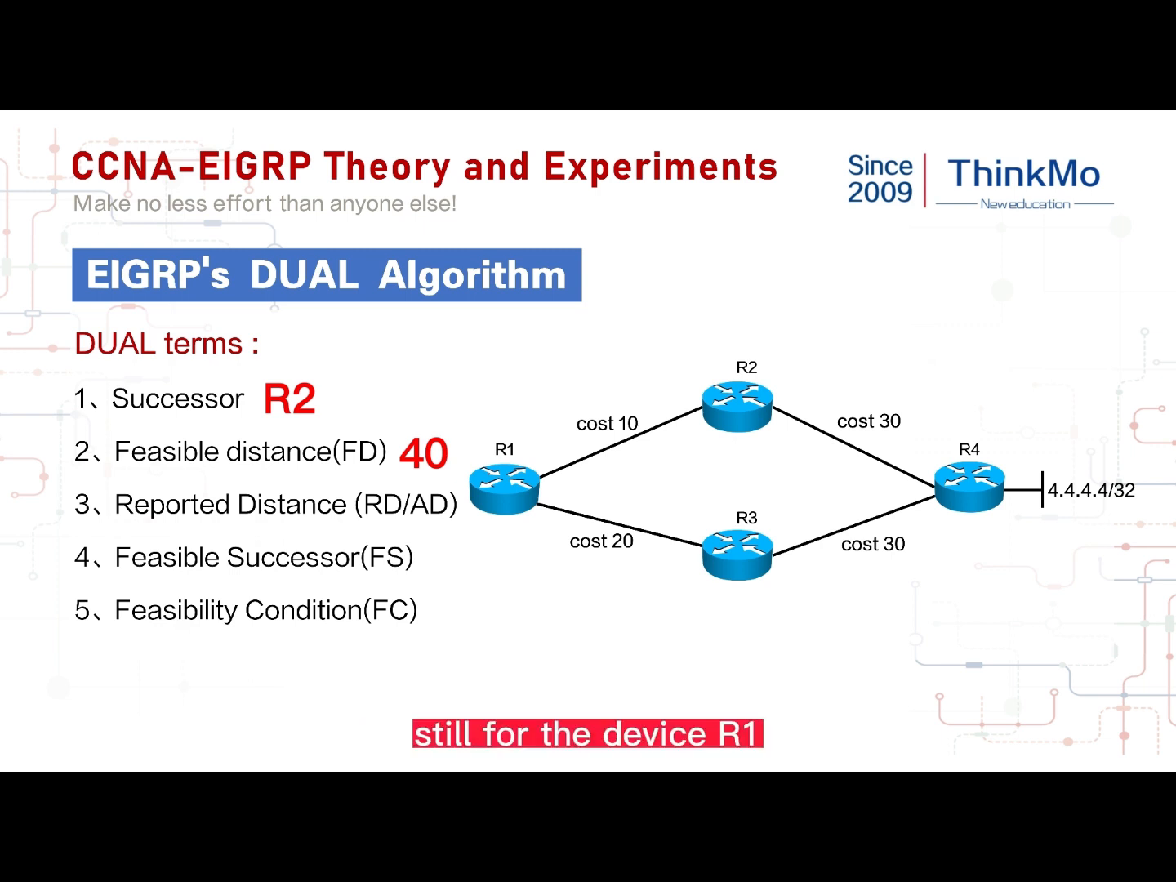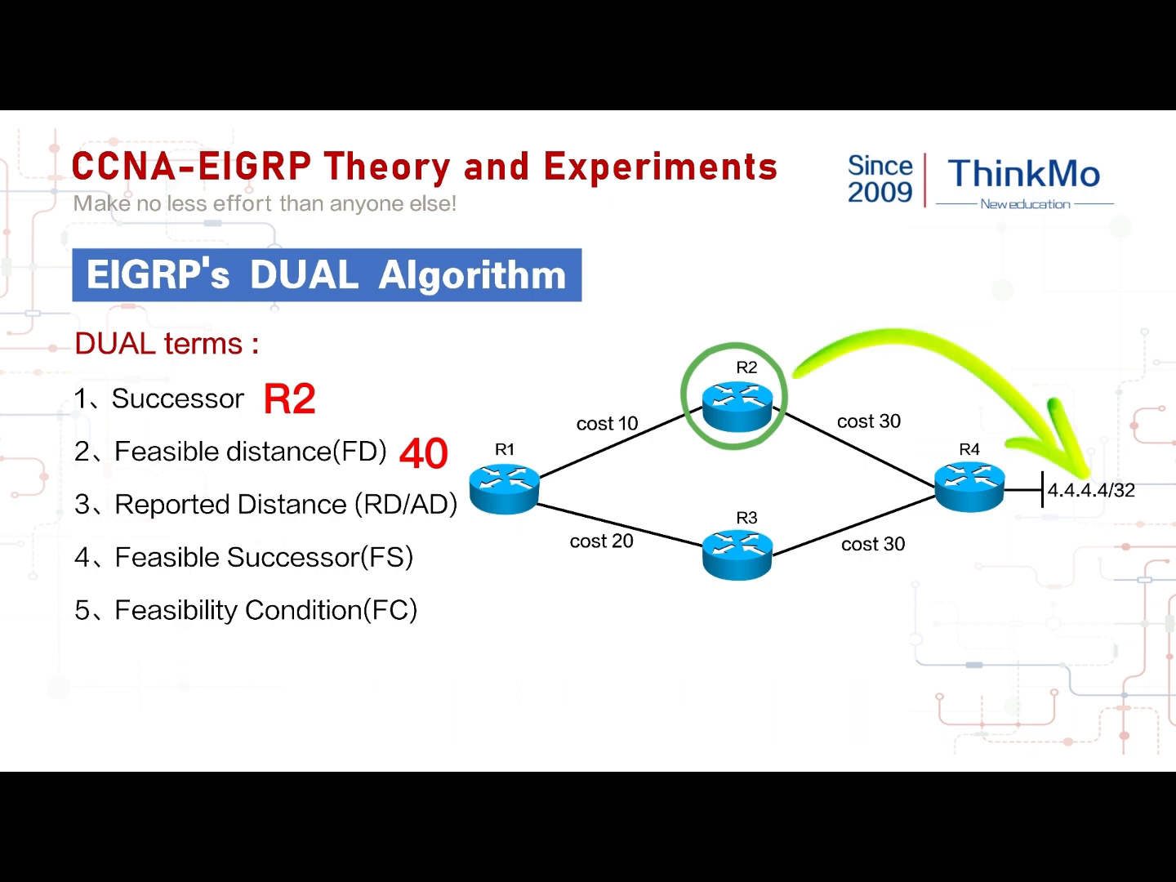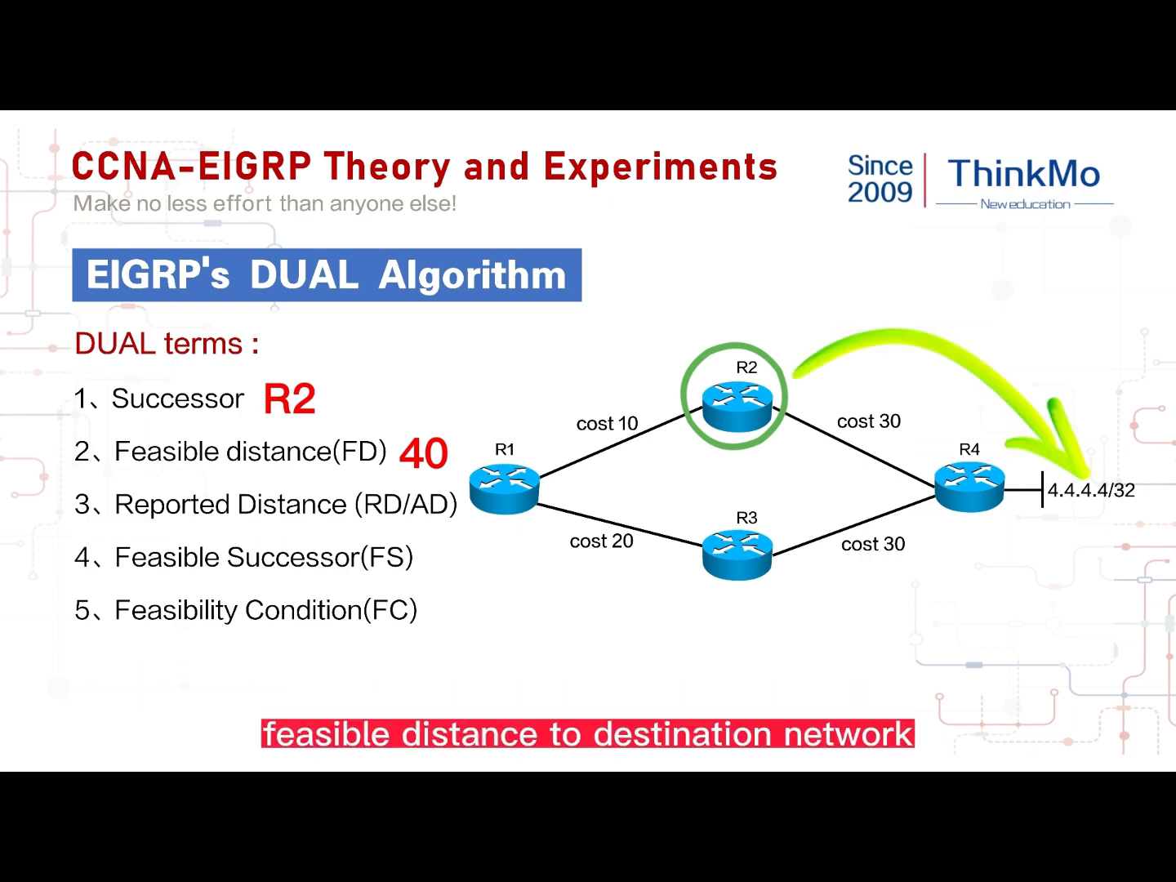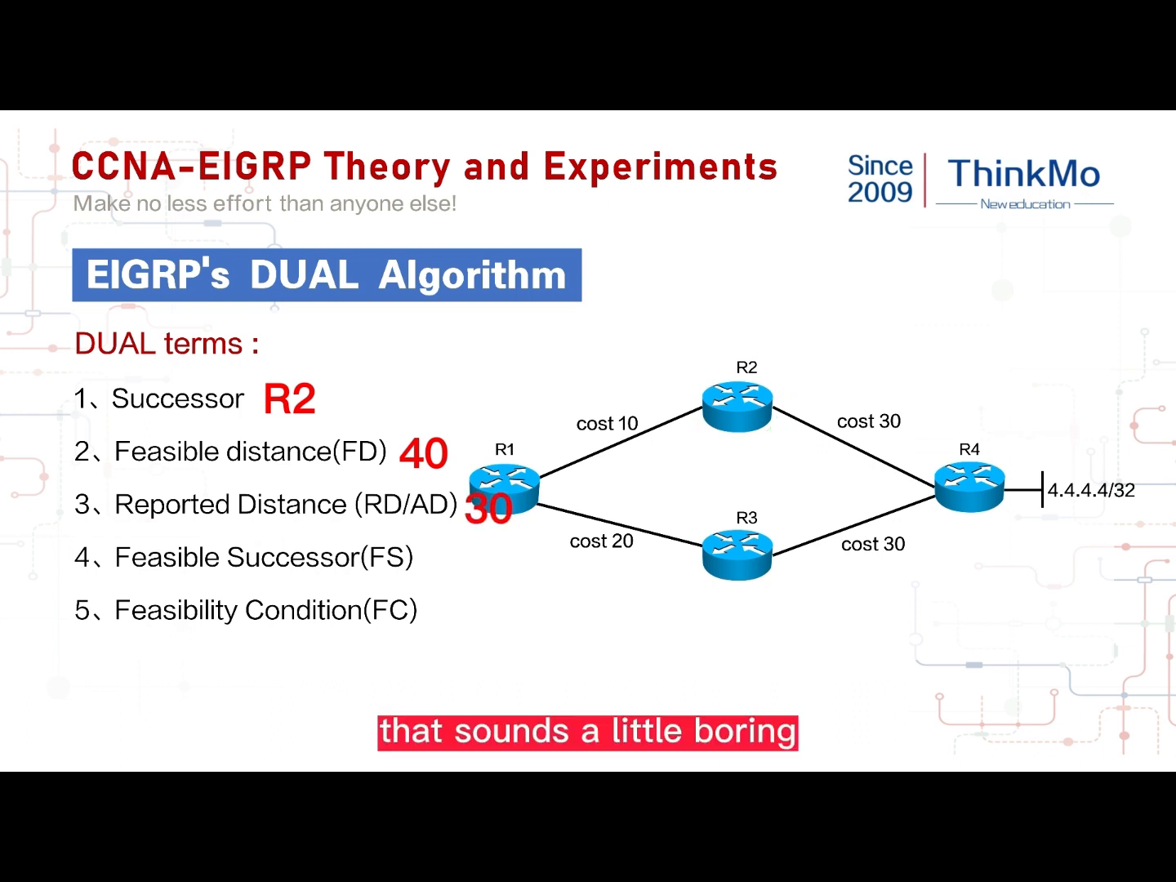Still for the device R1, the advertised distance refers to the R1 going to 4.4.4.4 in the future. Its successor router, that is R2, has a feasible distance to the destination network. The advertising router refers to the R1 now reaches the route 4.4.4.4. Feasible distance for its successor router to reach 4.4.4.4, that is 30. That sounds a little boring and not easy to understand.